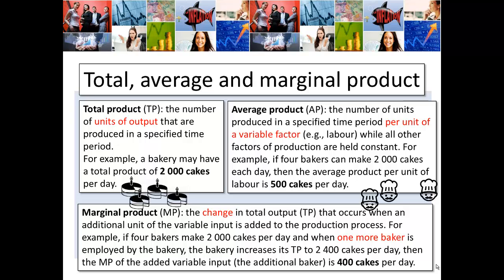Marginal product, a key point here, marginal product is a change in total output that occurs when an additional unit of a variable input is added to the production process. So for example, if 4 bakers make this bakery 2,000 cakes a day, if the bakery employs 1 more baker and the bakery increases its total product, that means it's now being able to bake 2,400 cakes per day, then the marginal product of that added baker, added variable input, the additional baker, is 400 cakes per day.